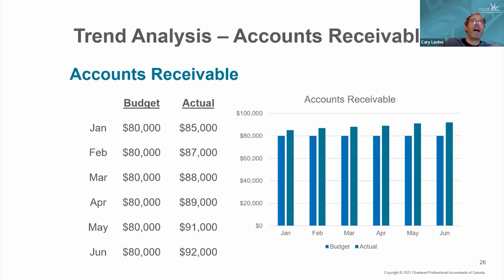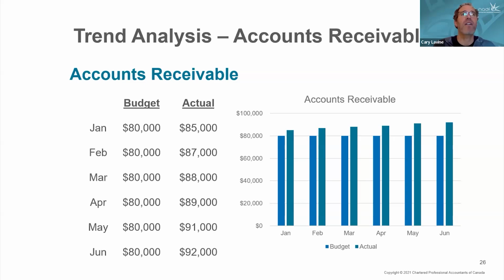And here's another trend analysis. This is looking at accounts receivable. In this case, we expected in the budget accounts receivable to be pretty flat, $80,000 at the end of every month. It turns out it's crept up above that.